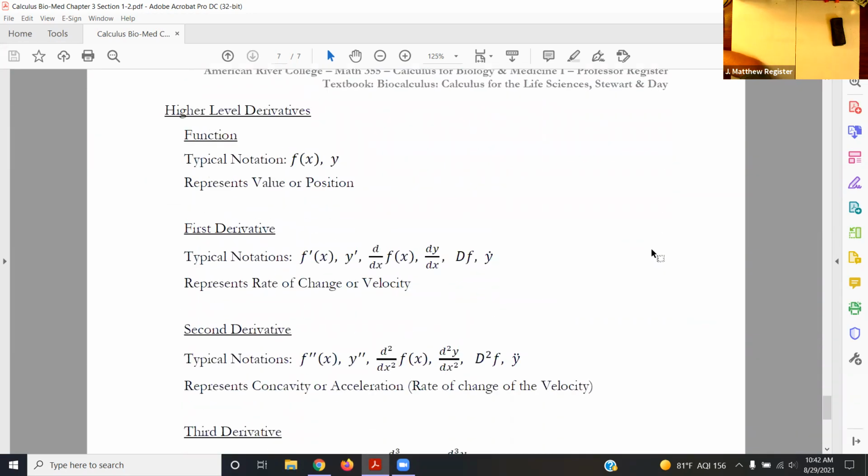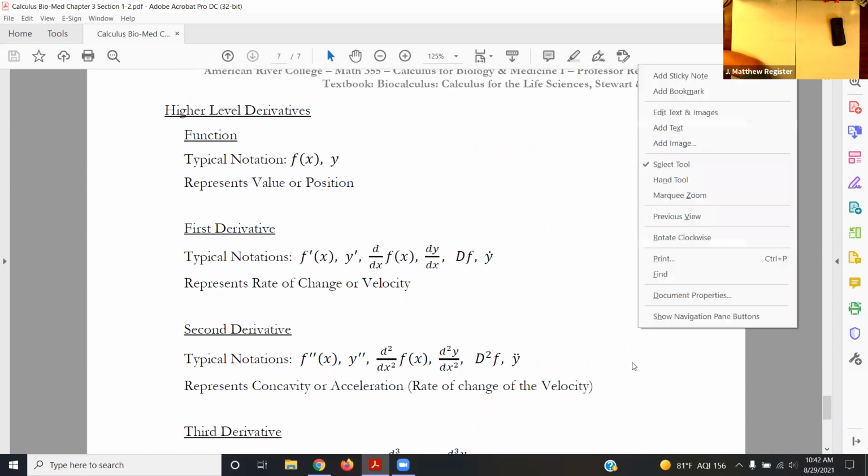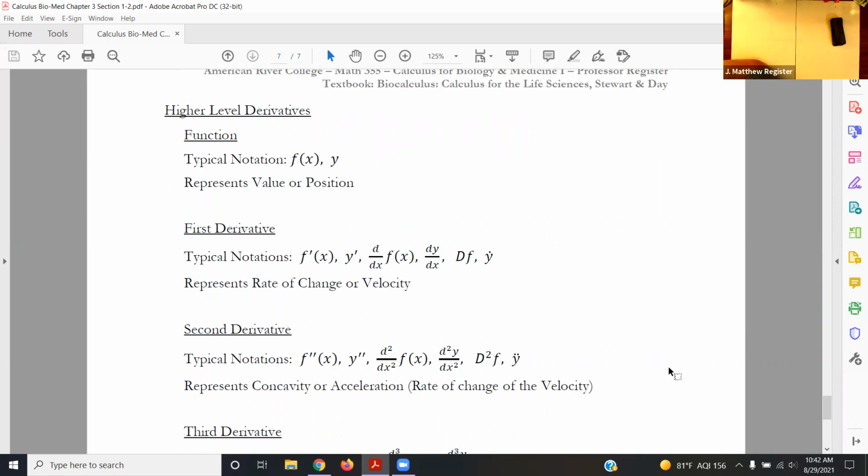The last thing I'd like to talk about today is the idea of higher level derivatives, because we have a lot of different ways of representing these things. And so we'll start with the function level. A function, we can typically write it as f of x or y, and it represents a value or a position. Oftentimes, I like to think of it as a population, because most of the time, that's what we're actually talking about. We're talking about a population of cells, or we're talking about populations in a more general sense as far as an amount of carbon.